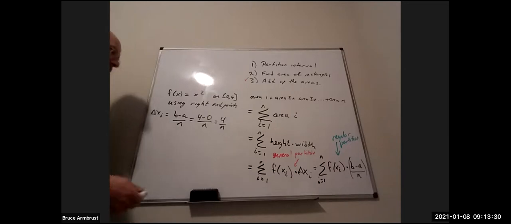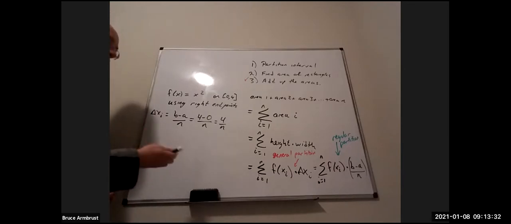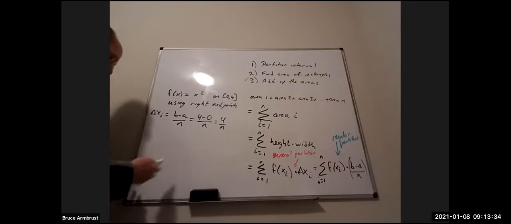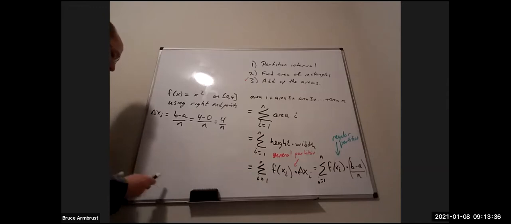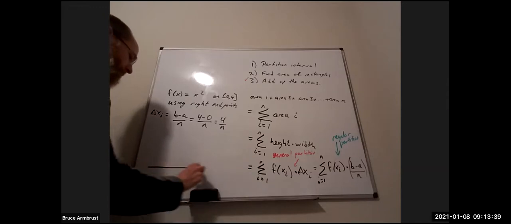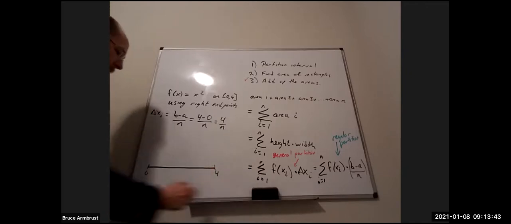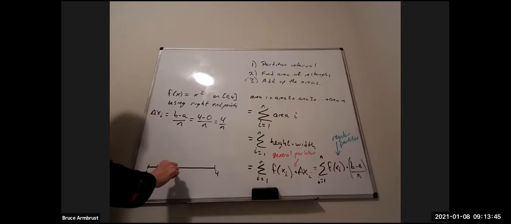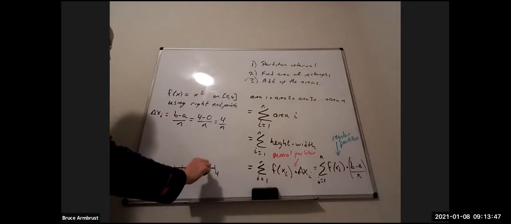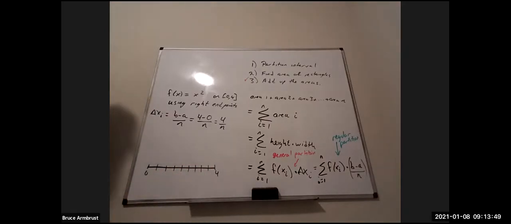Okay, so then we have to get our heights. Now, if we think about the heights, let's go back to the picture of the partition. There's 4, here's 0. Let's think about what these different points are going to have as their values. Well, how wide is this first interval? What's the width of this interval?